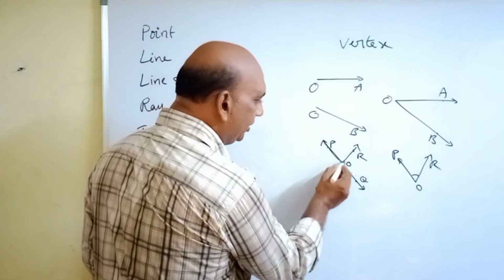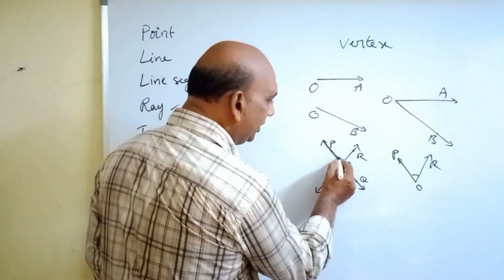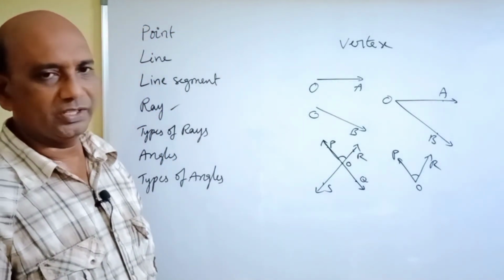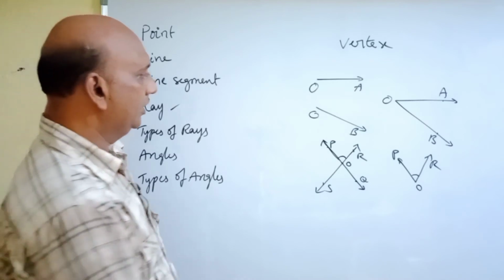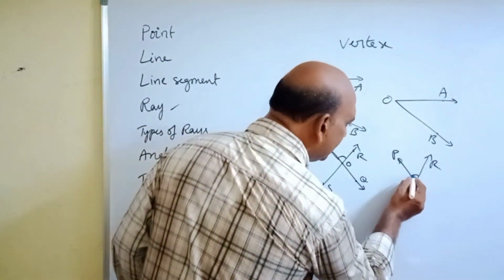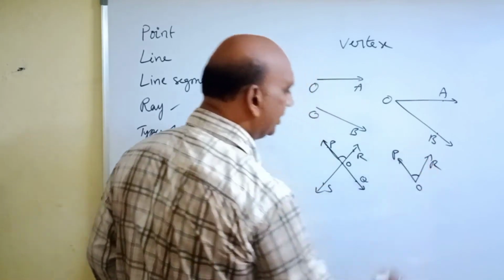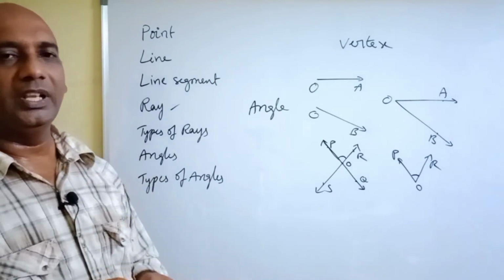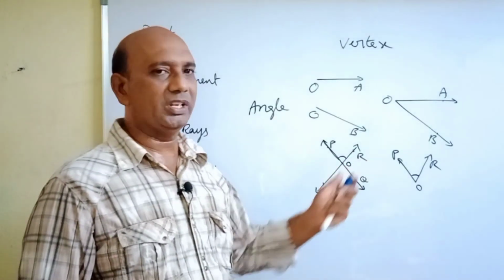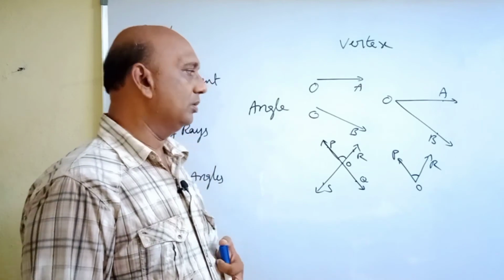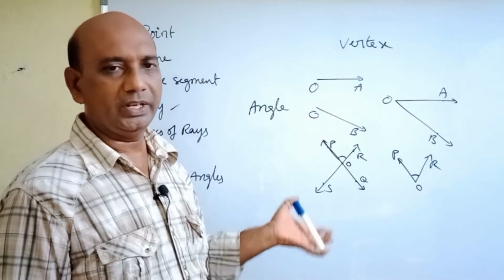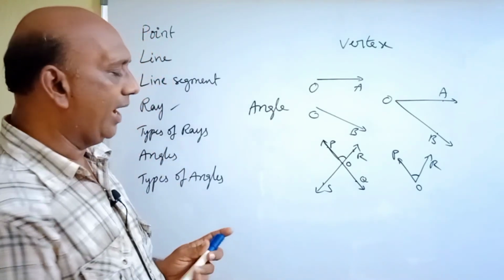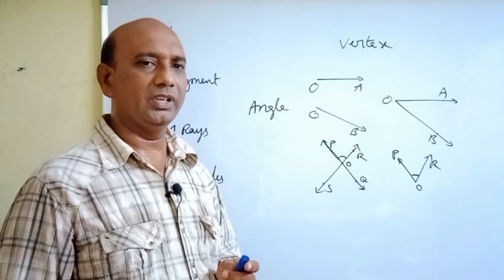Here, between these two rays near the vertex O, there is some gap, some distance between those two rays near the vertex. That distance between those two rays near the vertex is called an angle. The distance between two rays near the vertex, near the common endpoint, that means vertex, is called an angle. Generally, angles can be denoted in different ways.